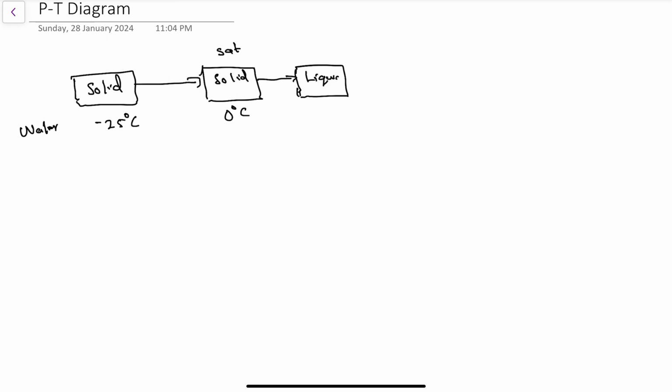So there is a phase change process. Again, it will become saturated. So it is 1, 2 and 3. There is no change in temperature, 0 degrees Celsius itself. Now it is heated. So now it will become saturated liquid. Okay, it is 4, it is saturated liquid. If it is water, it is 100 degrees Celsius at 1 atmospheric pressure.